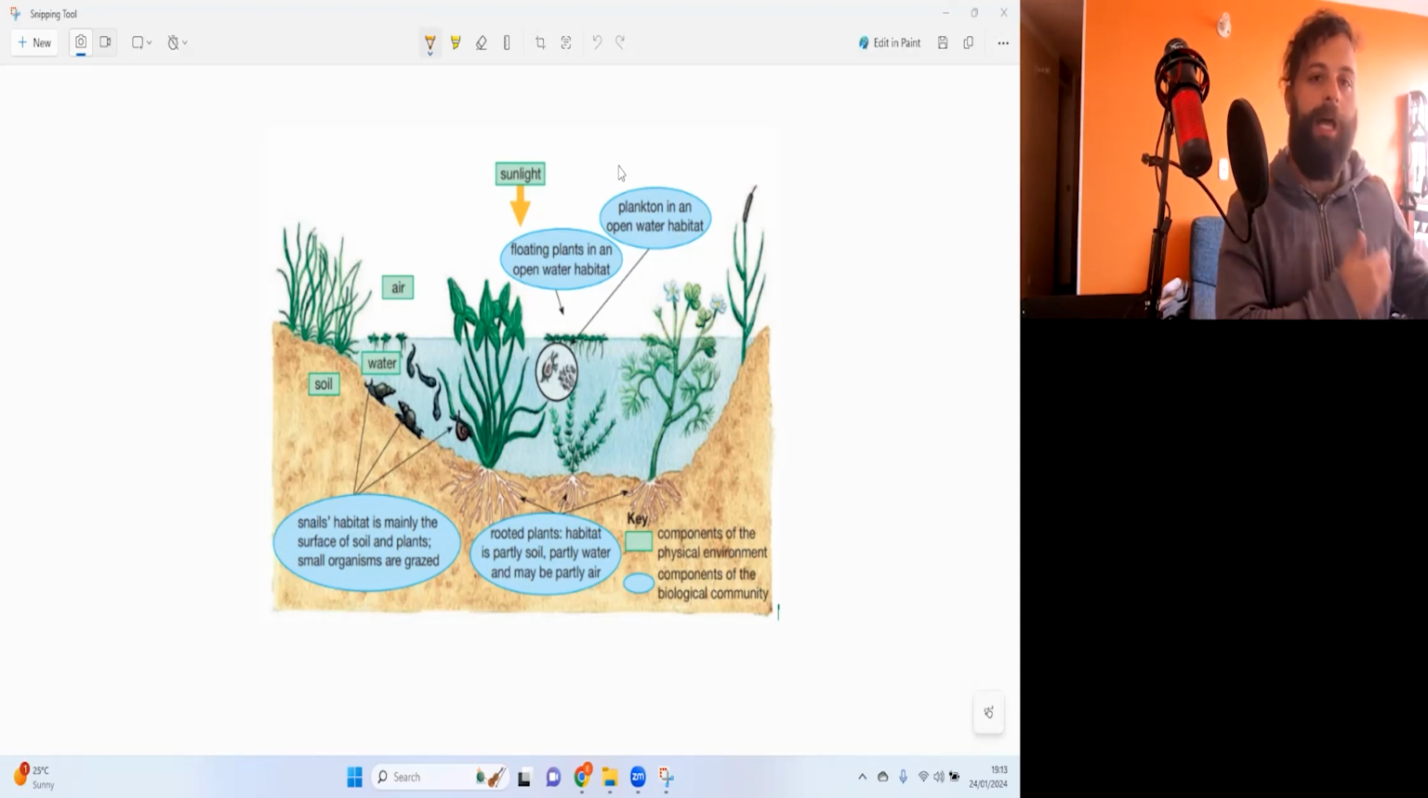And also the producers have another benefit. Photosynthesizing produces oxygen, converting the carbon dioxide, which we animals don't need, into oxygen, which we do need for aerobic respiration. The other part is the consumers.